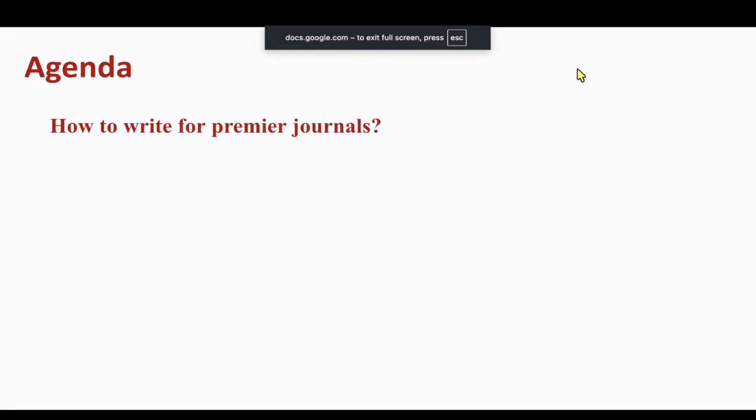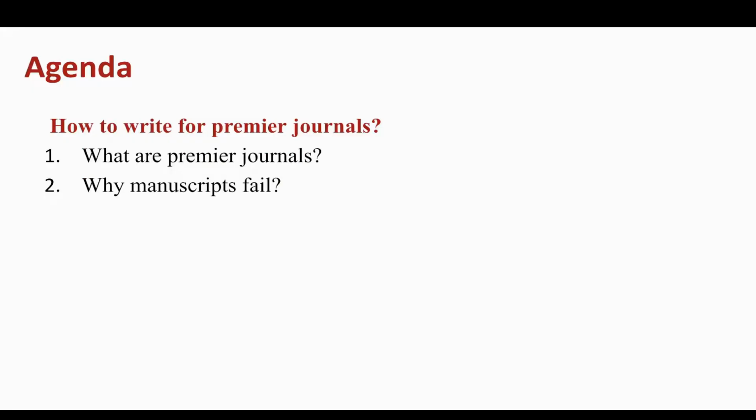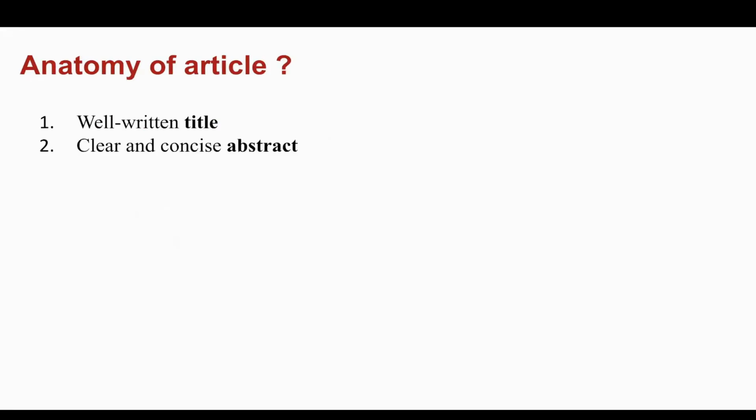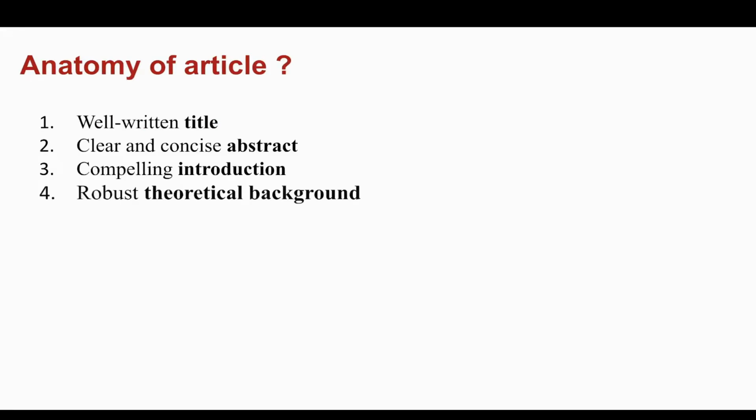Hello everyone. So we are in the series How to Write for Premier Journals and covering all the important topics so far. What are premier journals? Why manuscripts fail? What are the expectations of the editors and reviewers? We are covering the anatomy of the articles in detail. So far we have covered how to write a title, how to write an abstract, how to write an introduction, and how to do the theoretical underpinning in a research article.